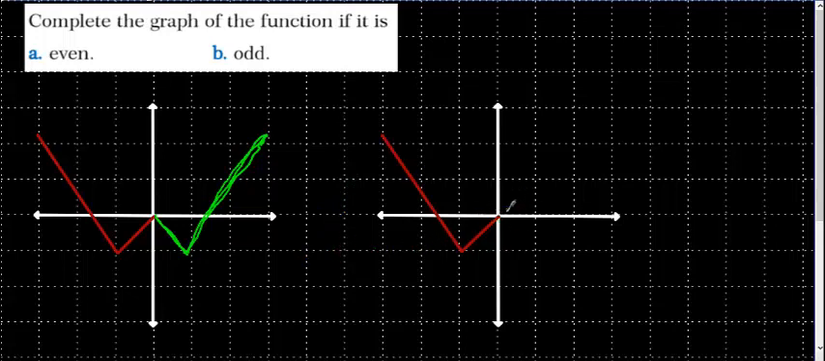Here, this is the symmetric graph of the even function. What about odd? Normally this one and this one are the same, but here it should be symmetric with respect to the origin. You see, it's symmetric with respect to the origin. Now the function is going up. If it is symmetric with respect to the origin, it should go down. So the symmetric function should be like this. Okay.